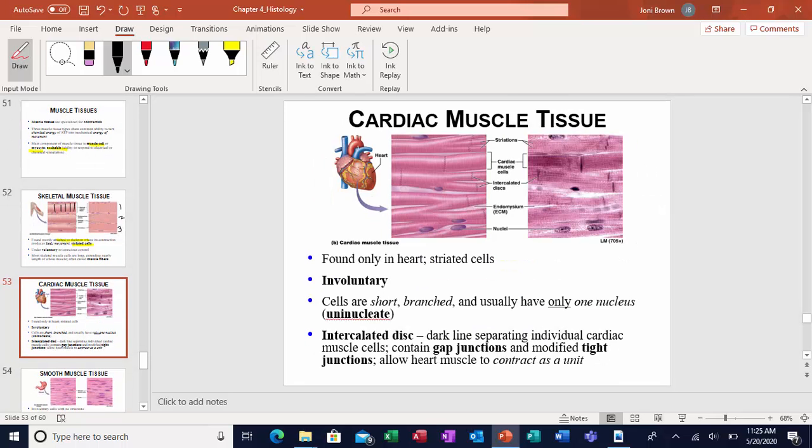Cardiac muscle tissue is the second type of muscle tissue, and the only place that you find this is in the heart. And again, the cells are striated. If you look over here at this picture, you can really see the striations. You see them? Those are all striations. They're short and they're branched. Do you see how this cell right here, this is one cell that's branched, and then it branches again and goes this way? So they're branched, they're short.